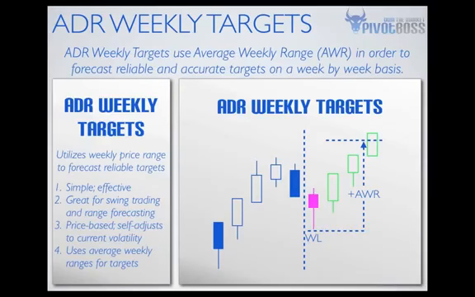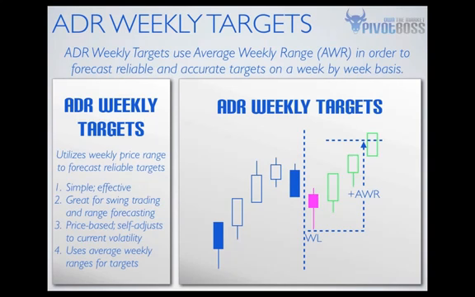Now let's talk about average weekly targets. The average daily range can be used with weekly bars, which actually means it's an average weekly range, right? So instead of average daily range, it's average weekly range, which means you jump up into a weekly chart and use the same metrics you would normally use. You do a 1 day, 10 period, weekly average. And that helps you forecast reliable targets for the upcoming week.